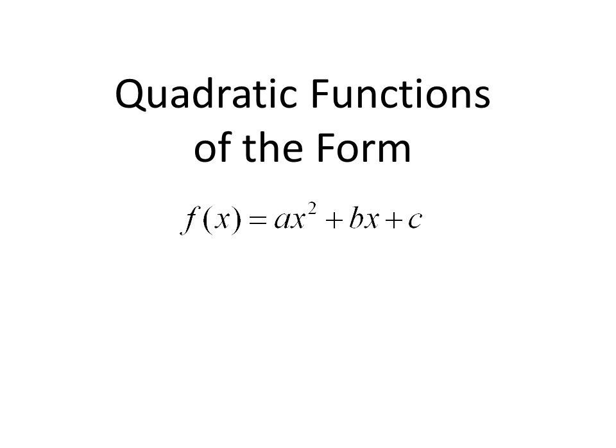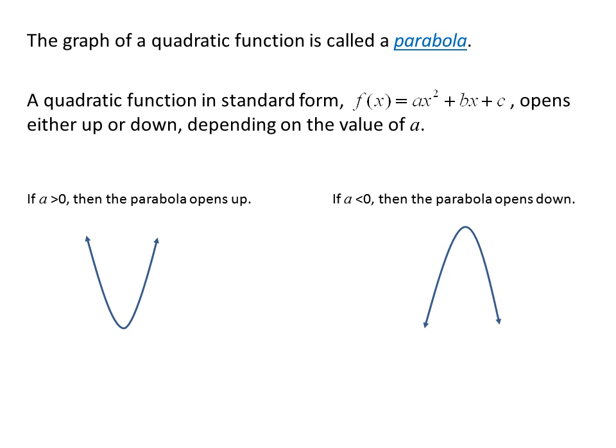Quadratic functions of the form f of x equals ax squared plus bx plus c. The graph of a quadratic function is called a parabola. A quadratic function in standard form, which is f of x equals ax squared plus bx plus c, opens either up or down depending on the value of a. If a is greater than 0, then the parabola opens up. If a is less than 0, then the parabola opens down.